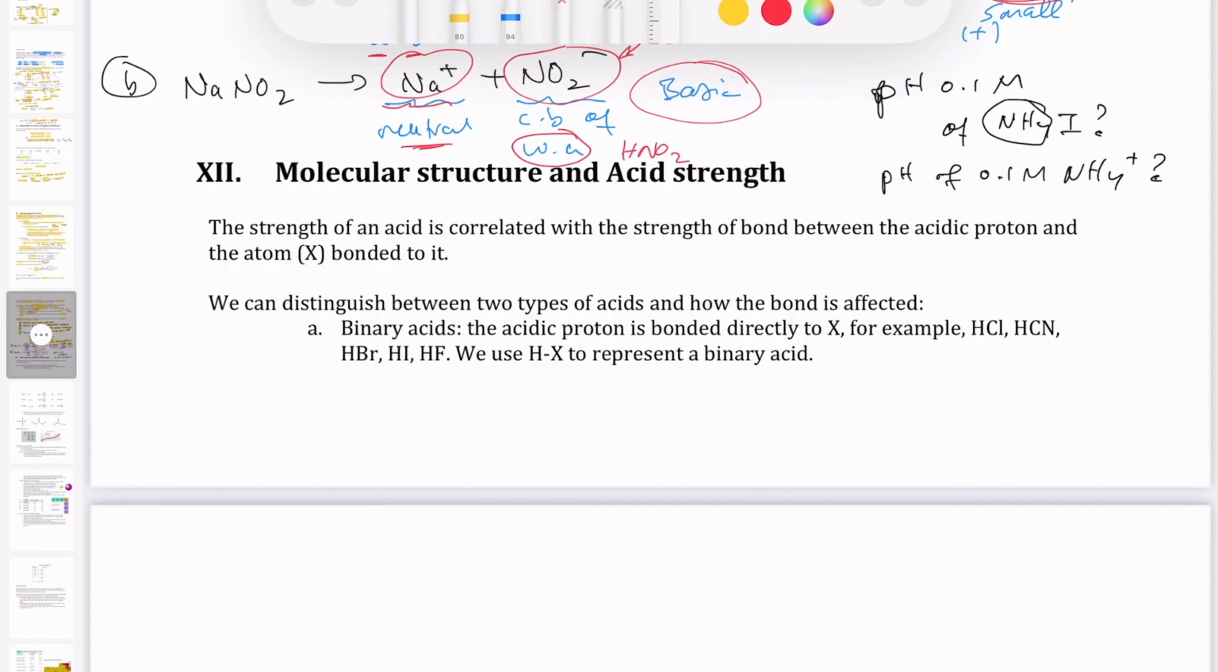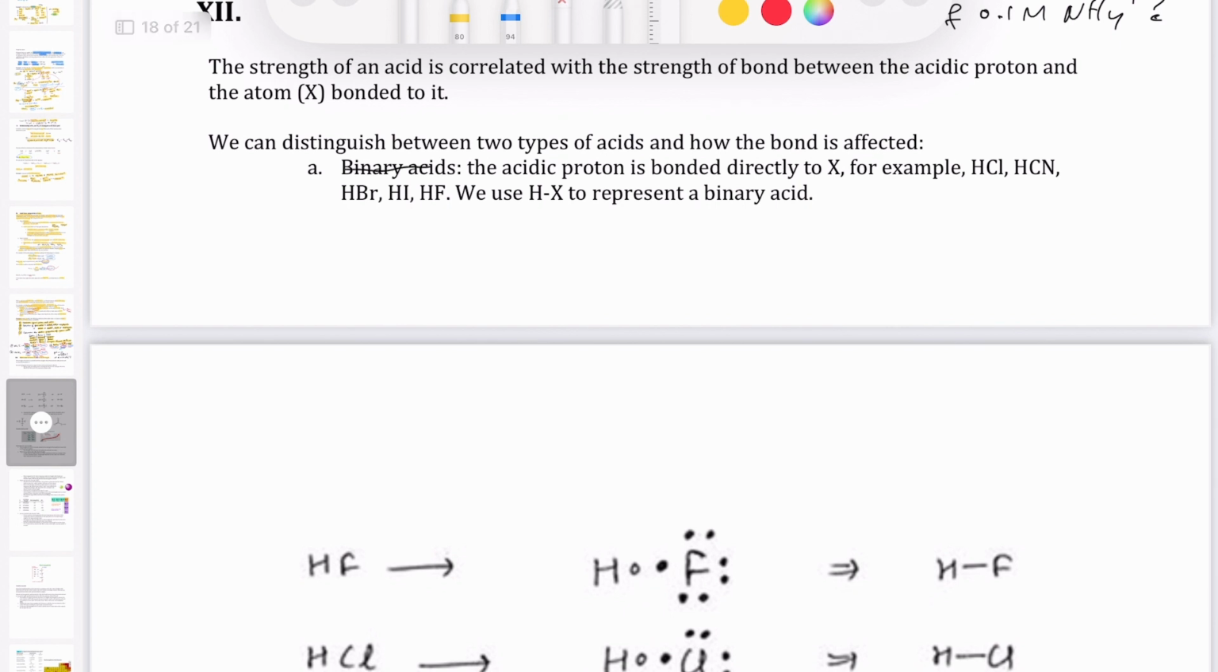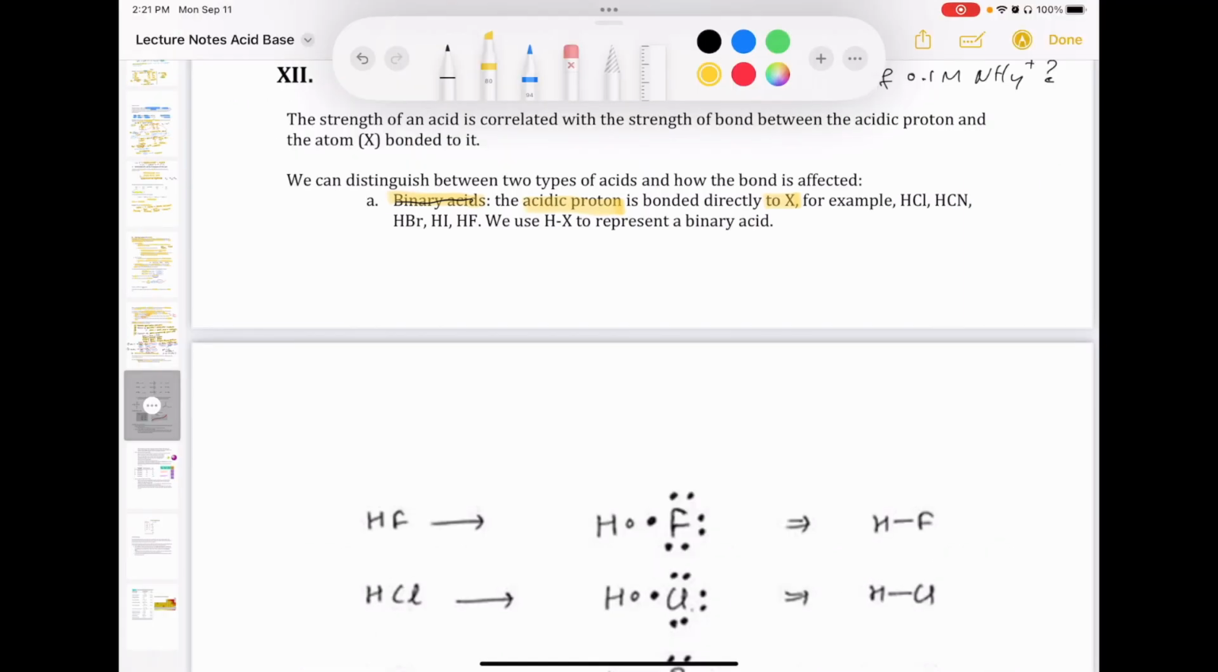So we're going to wrap up our discussion of acid-base chemistry by explaining how the molecular structure of an acid explains the strength and the trend of the acid strength that we observe in certain types of acids. So for this, we're going to divide acids into two different types, which is binary acids, and these are acids where the acidic proton, which is the proton that it will donate, is bonded directly to an X atom. Examples of this could be HCl, HCN, HBr, HI, HF.